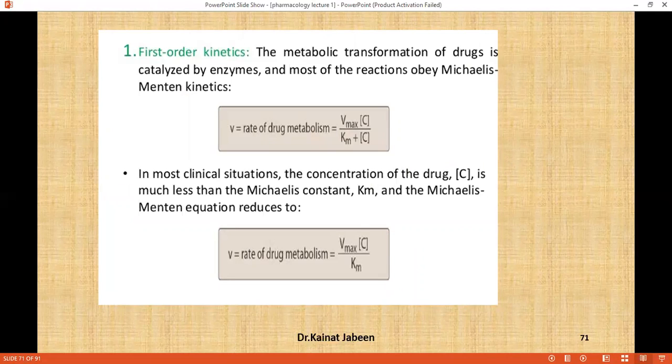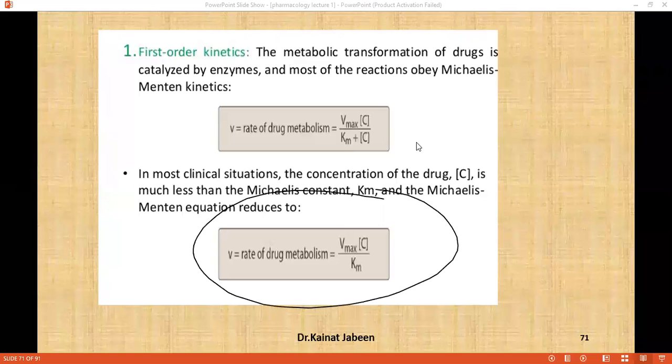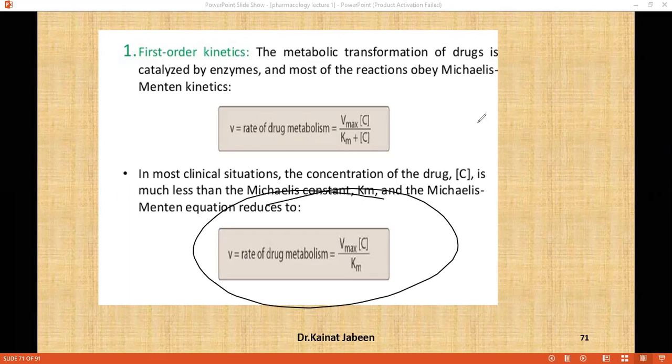First order kinetics, as we can see in the equation: V is the rate of drug metabolism, Vmax is the maximum drug metabolism, C is the concentration, and Km is the Michaelis-Menten constant. Now you can say Michaelis constant. If C, the concentration of the drug, is much less than Km, then we can write this equation as V = Vmax × C / Km.